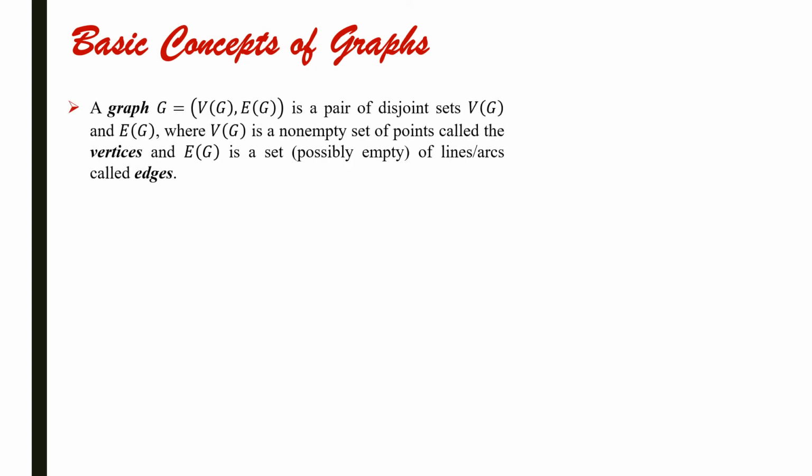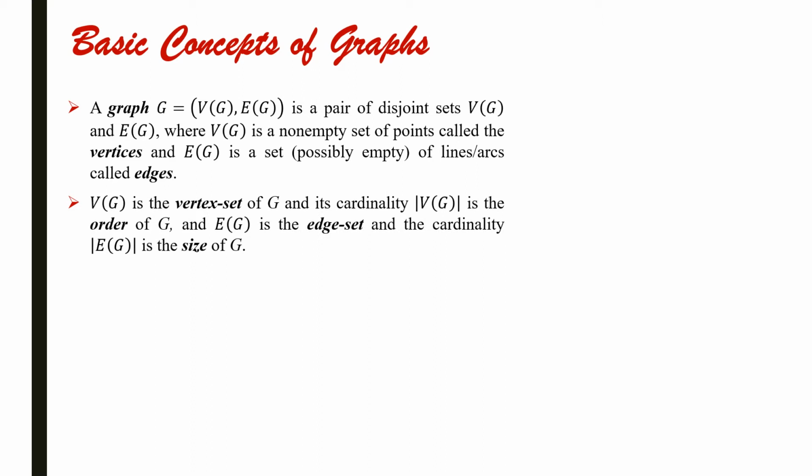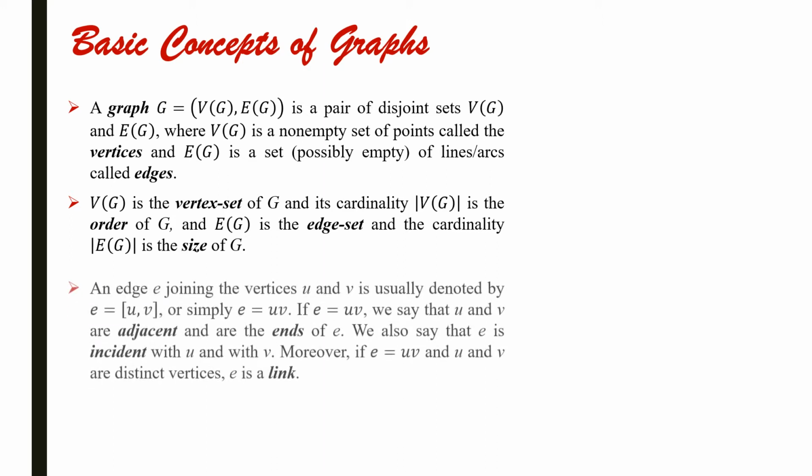Mathematically, we define a graph G as a pair of disjoint sets V of G and E of G, where V of G is a non-empty set of points called vertices and E of G is a set of lines called edges. Here, V of G is the vertex set of G and its cardinality is the order of G. Similarly, E of G is the edge set and its cardinality is the size of G.